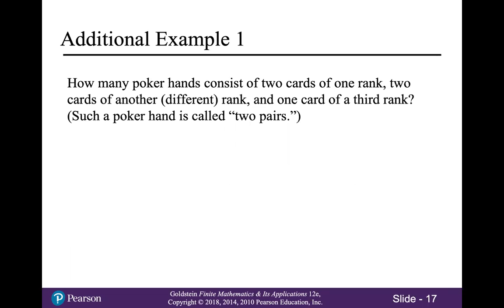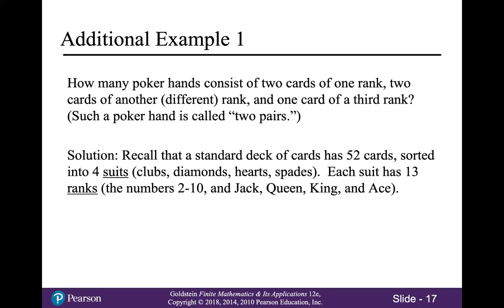All right, so for number 1, how many poker hands consist of 2 cards of one rank, 2 cards of another different rank, and 1 card of a third rank? That's called 2 pairs. So let me give you the background that you need. Recall that a standard deck of cards has 52 cards sorted into 4 suits, which are clubs, diamonds, hearts, and spades. And each suit has 13 ranks, which are the numbers 2 through 10, and also Jack, Queen, King, and Ace. And then a poker hand is 5 of these cards in any order.